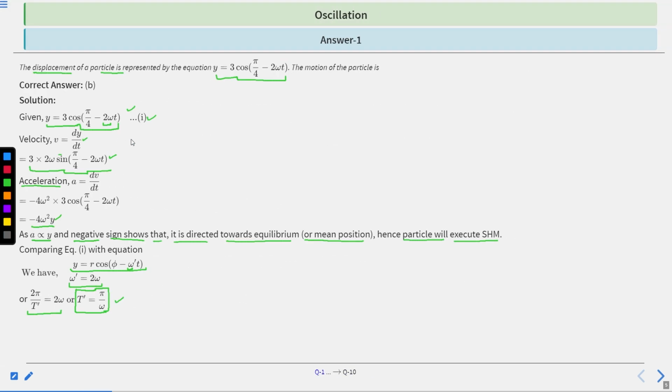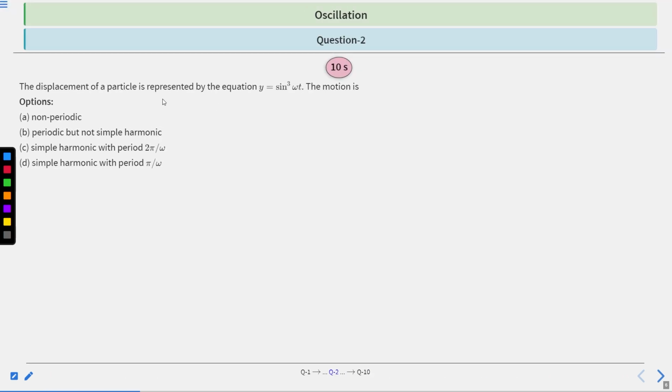Next question. Question second: the displacement of a particle is represented by the equation y equal to sin cube omega t. The motion is what? Here the question asks about the motion. Option A is non-periodic, option B periodic but not simple harmonic, option C simple harmonic with period 2 pi by omega, and option D simple harmonic with period pi by omega.